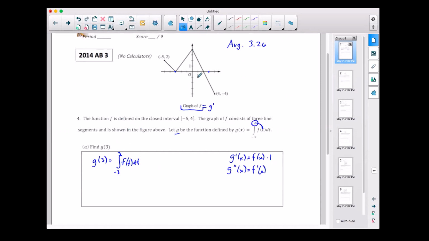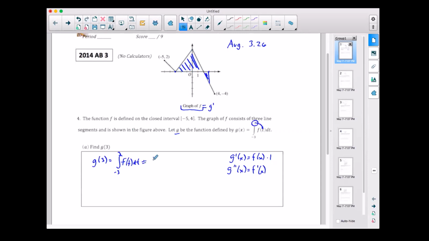But another way to integrate is through graphs, right? We don't have an equation, I don't have a table, but we can integrate. And so geometrically speaking, if we ever ask you for the integral of a function, we're asking you for the area between that function and the x-axis. And so the integral from -3 to 3 of f of t is just the signed area from -3 to 3. So we can see the first part of our graph is a triangle.